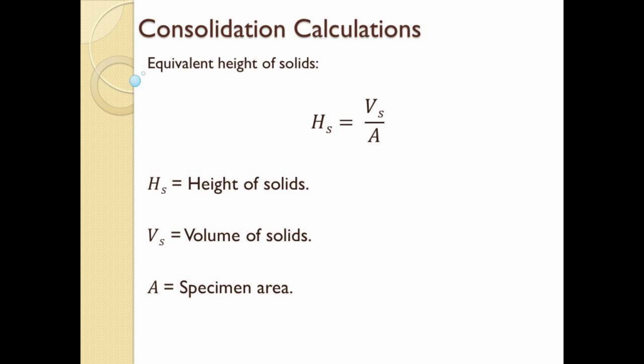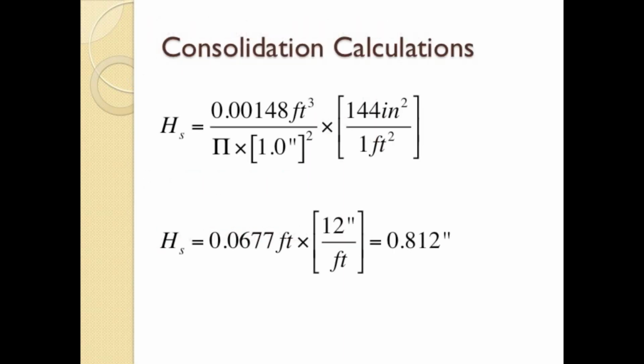The equivalent height of the solids is then calculated. The height of the solids is the volume of the solids divided by the specimen area. This is the cross-sectional area of the test specimen. The equivalent height of the solids is the volume of the solids, which was 0.00148 cubic feet, divided by the known cross-sectional area of our specimen. The ring's inner diameter is 2 inches, therefore the cross-sectional area of the ring is pi times 1 inch squared.